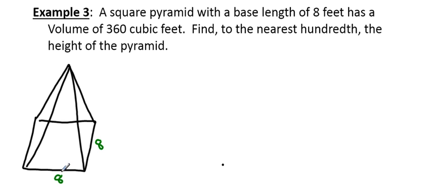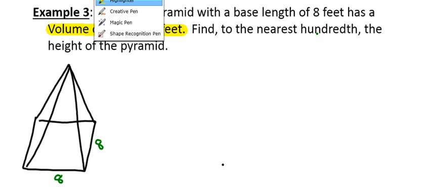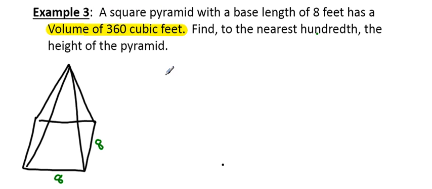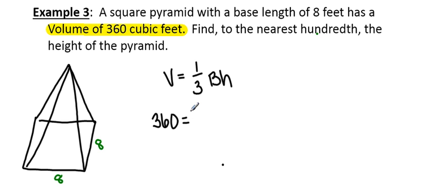And I don't know the height. What I do know in this question is the volume of this pyramid. Since this question is talking about volume, the first thing I'm going to do, just like I've done for all the others, is go ahead and jot down that volume formula. I know that the volume is 360, so into my formula, in place of the volume, I'm going to substitute the 360. I don't know the area of my base, but I can find it.